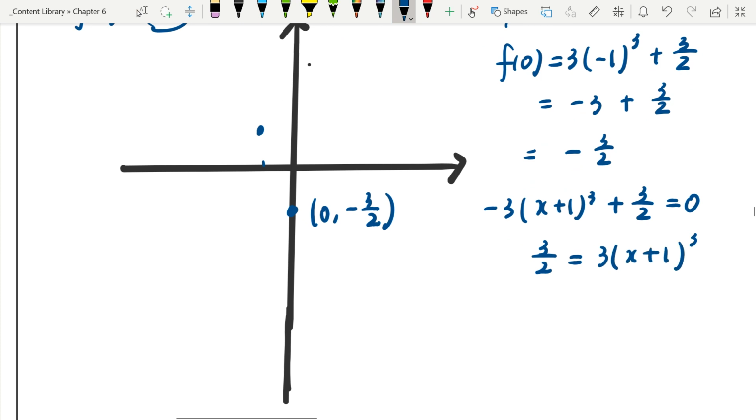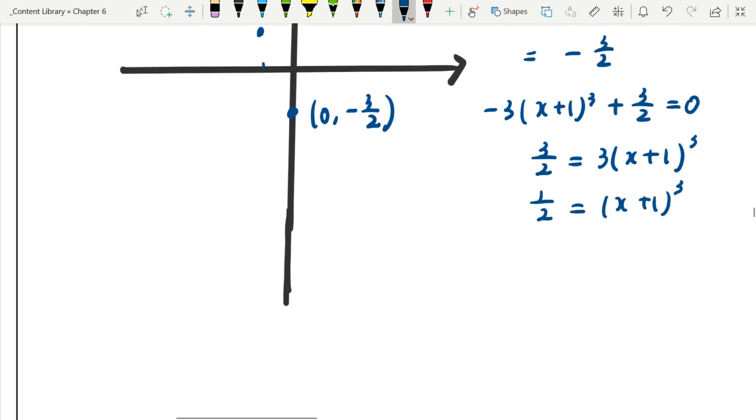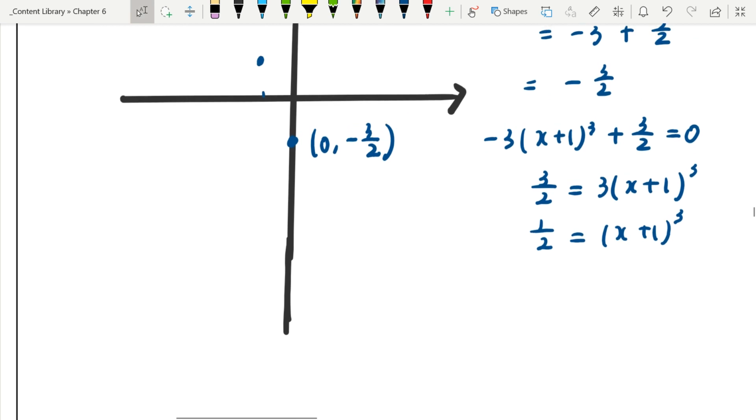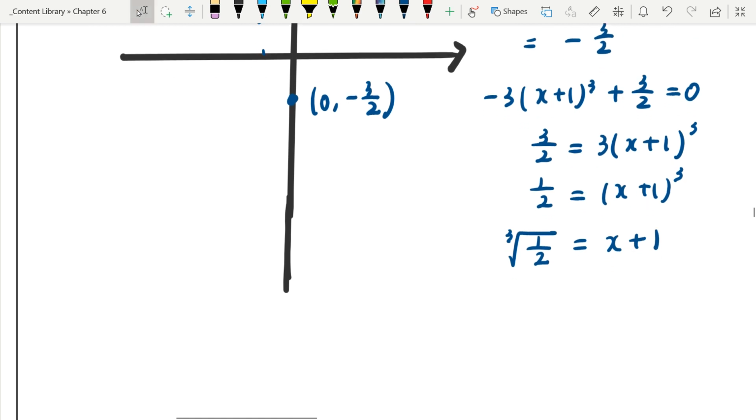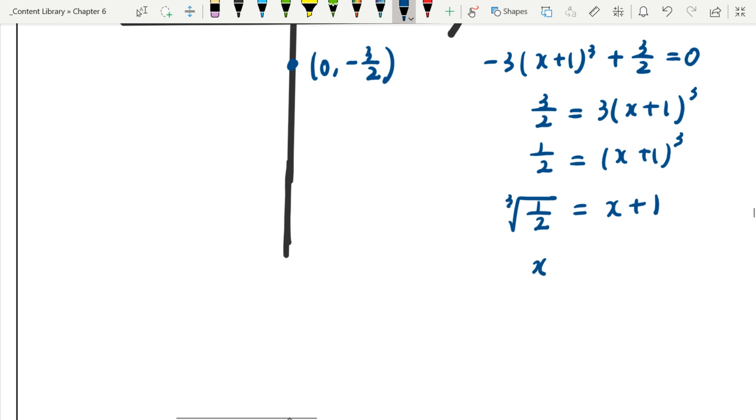(x plus 1) cubed, and divide by 3 on both sides. So that's the cube root of 1 over 2. Well, I can't really find what the cube root of 1 over 2 is, so we'll just leave the value like that. But that's a small value, a positive small value. And then we have x equals 1 over cube root 2, minus 1.